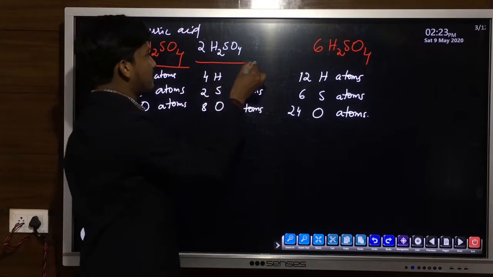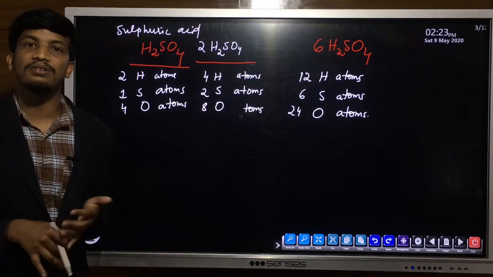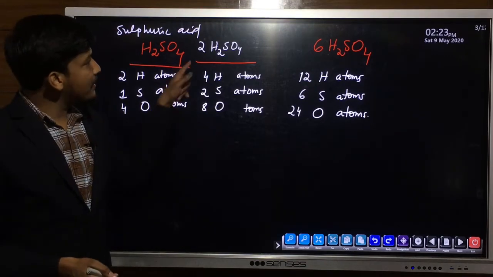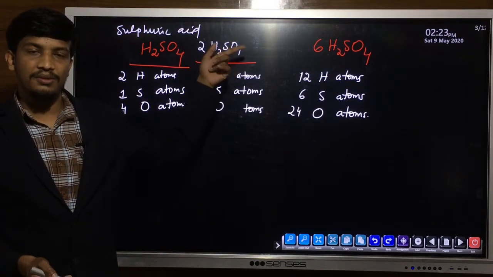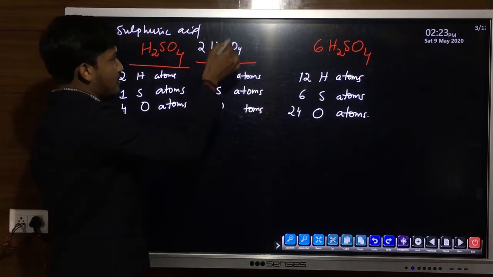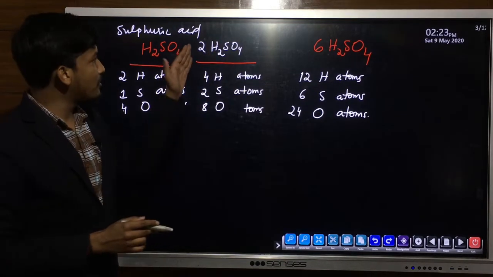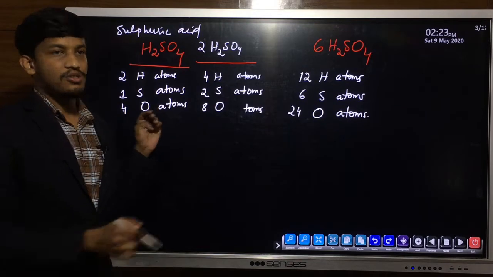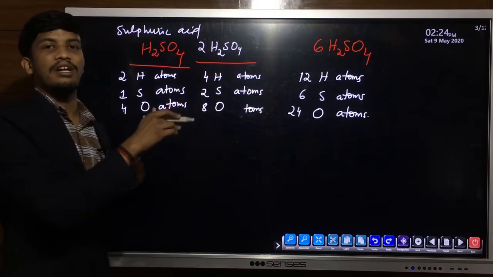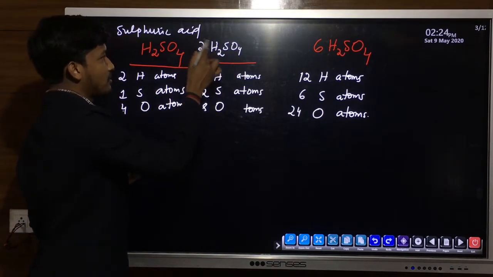Now we will move to the next, the same compound but the coefficient is different. If there is 2 H2SO4 in the equation, how will you count? 2 is the coefficient, therefore it will be common for all the atoms. So when you count the number of these atoms, we have to multiply by 2. Why? Because now the coefficient is 2.